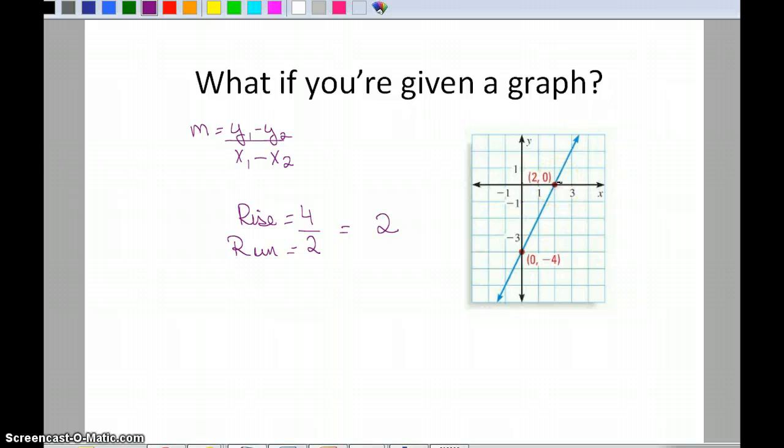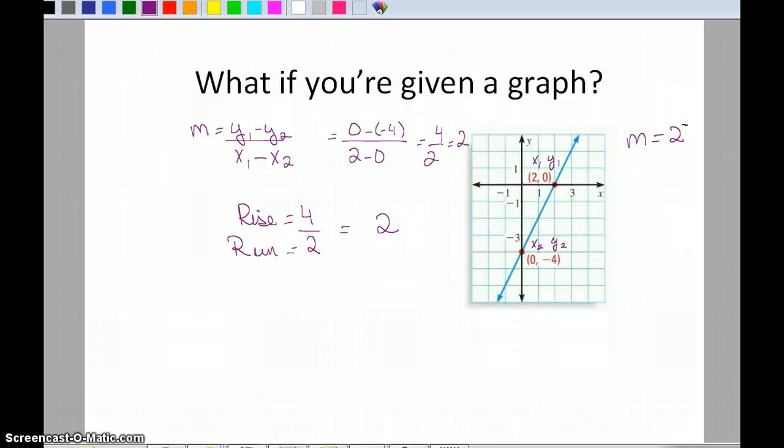Now if I wasn't comfortable doing that, the other thing I could do is I could just use my formula. Make sure I label everybody. I'm going to call this x1, y1, x2, y2. So when I do that, I have 0, y sub 1 minus y sub 2 minus -4 over 2 minus 0. So that gives me a positive 4 over 2, which gives me a slope of 2. So I'm going to write that value down. My slope is 2.